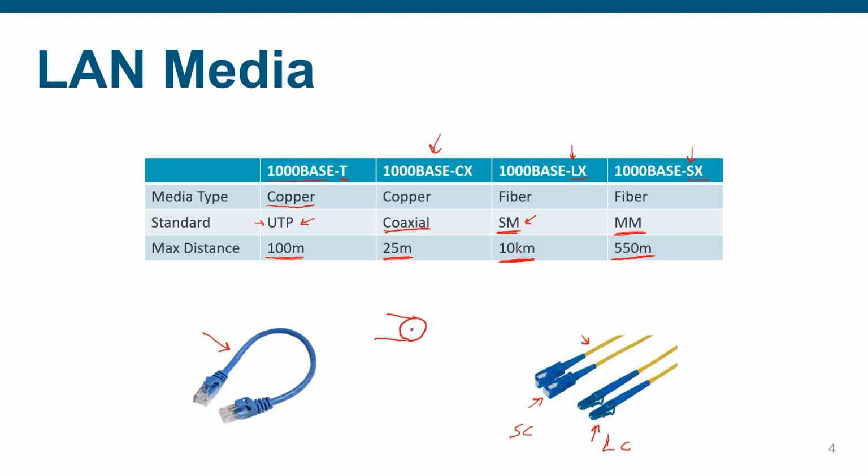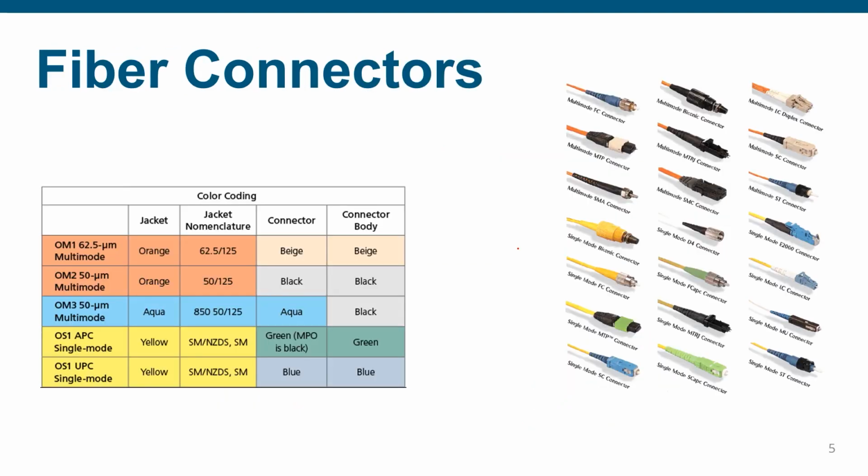So speaking of fiber connectors, here are many different fiber connectors as well as the color coding of our connector and our cable itself. The important thing to remember here is, for your cabling, this column here, your jacket color. The yellow jacket indicates single mode, so that's your long distance fiber. And aqua or blue and orange jackets are your multi-mode.